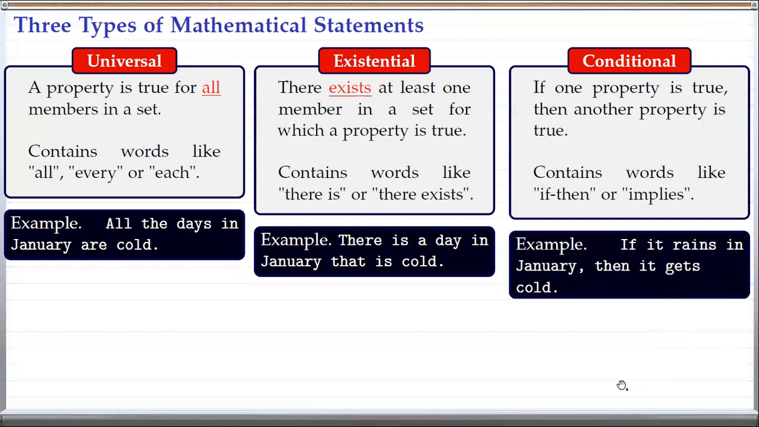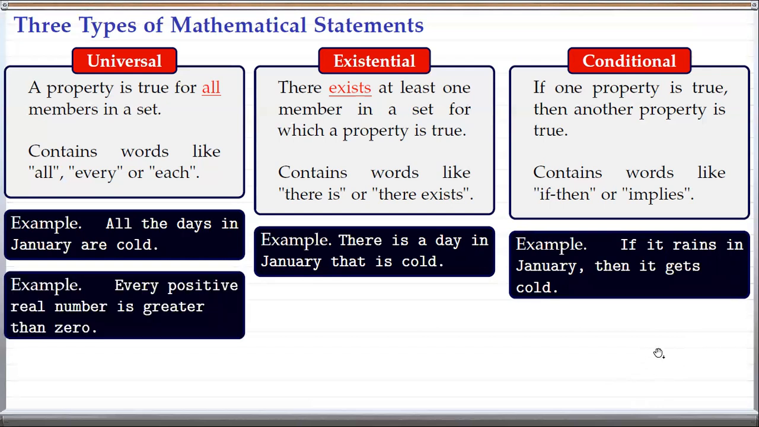And let's look at conditional statement. If it rains in January, then it gets cold. So we have if then, so we have a condition. If it rains, then it gets cold. So this is conditional statement. As another example, every positive real number is greater than 0. So it talks about all the positive real numbers. So this is universal statement.